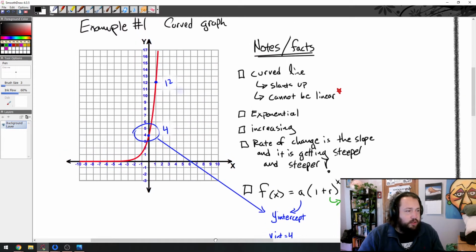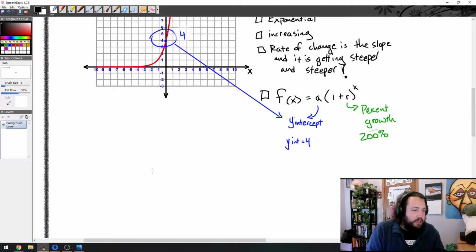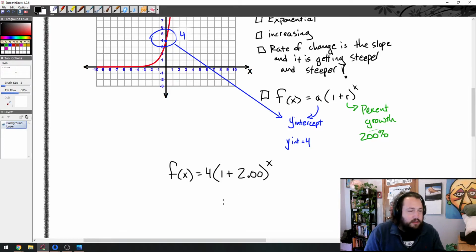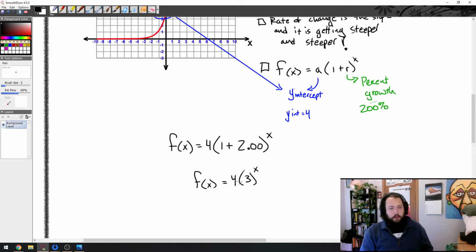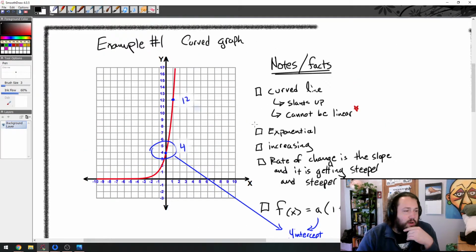So my final equation right here would actually be, I can fill in all the things. I can say f of x equals 4, parentheses, 1 plus, and then I need my 200, but it's in decimal format, raised to the x. And if I wanted to simplify this, it could simply be f of x equals 4 times 3 to the x. Okay? So that is the way that I would go about matching my exponential graph with an equation or just creating the equation. Let's try the same thing with a straight line.